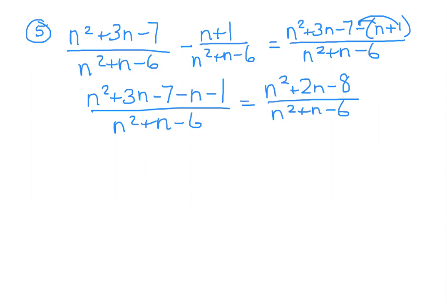And now we're going to factor. What multiplies to give you negative 8 and adds to give you 2? Not a 6, but a 4 and a 2, and the 4 is plus and the 2 is minus.